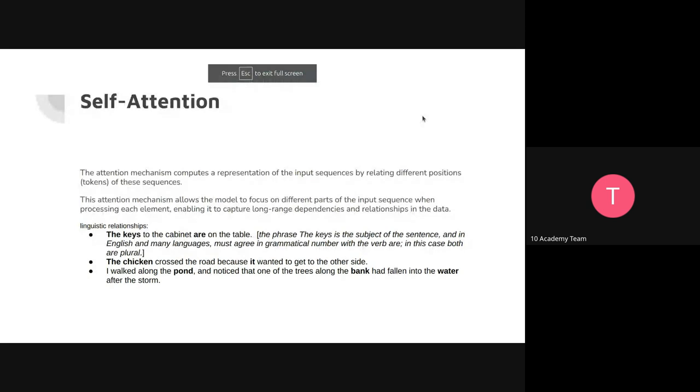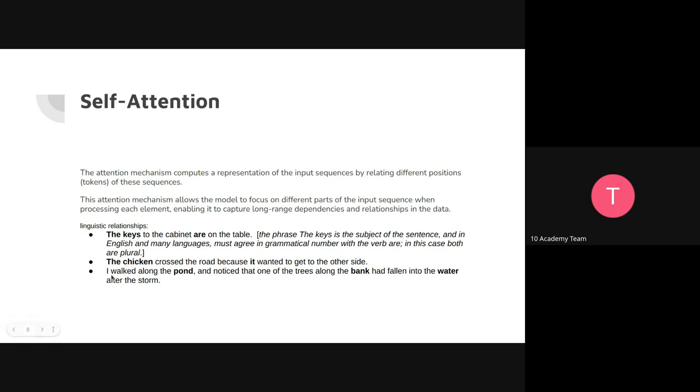As I said, the attention mechanism allows the model to focus on different parts of the input sequence and to capture the long-range dependencies, not just the previous word, but potentially the whole previous sequence of words. Here I'm giving examples of relationships with highlighted words. In the sentence, the keys to the cabinet are on the table, the meaning of are is related to the keys, because this conjugation of the verb to be is decided by the keys being plural. In the chicken crossed the street because it wanted to get to the other side, the meaning of it is referring to the chicken.